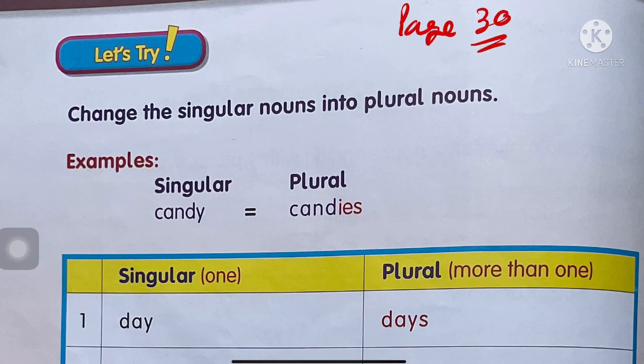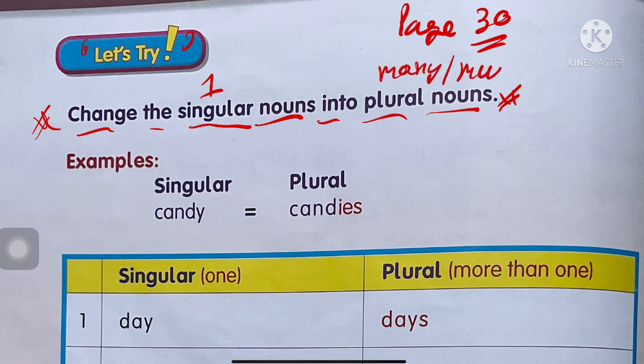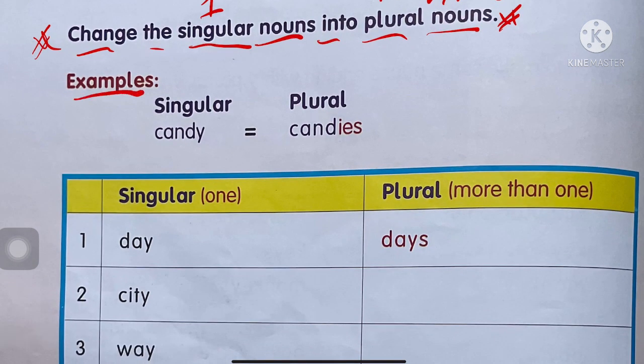Page number 30. Look, here is your instruction: change the singular nouns, meaning one, into plural nouns, meaning many. Look at the examples: singular candy becomes candies. Why don't we only add S here? Because the letter before Y is a consonant, so we change Y into IES.